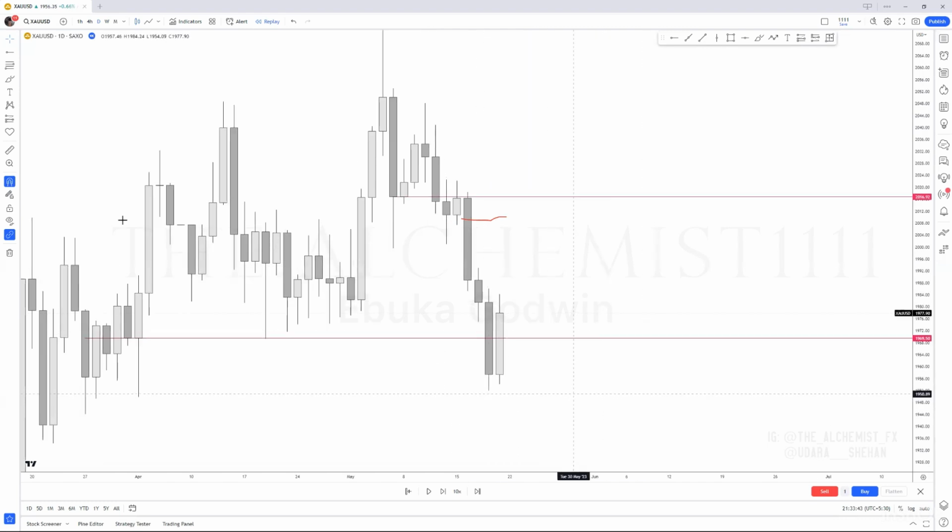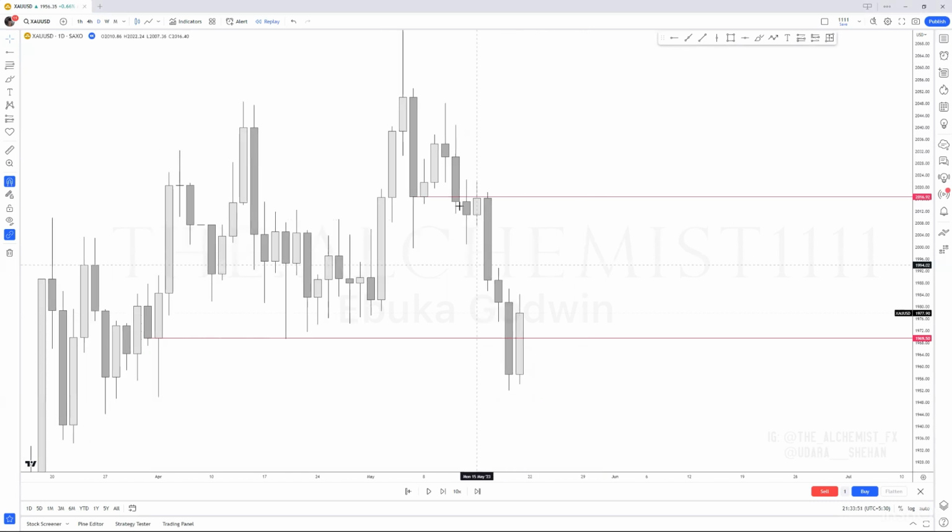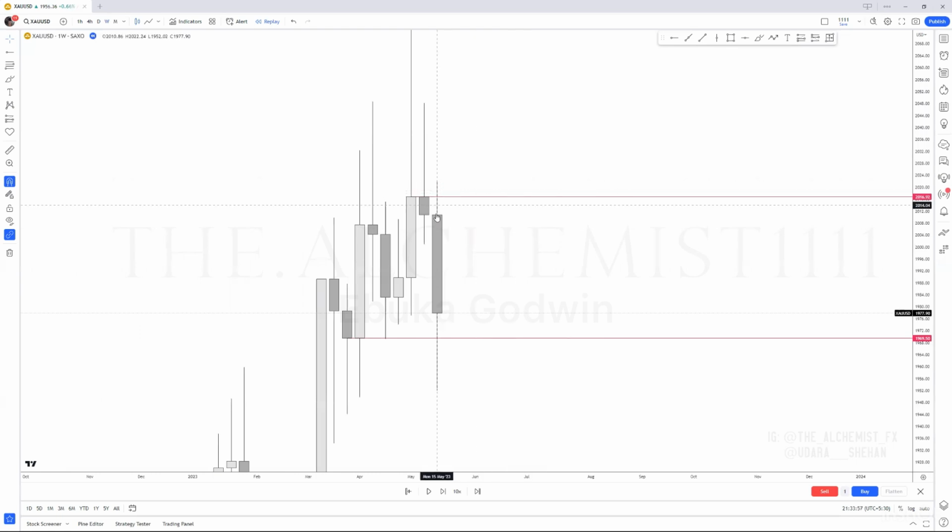So can you say weekly is in a bearish storyline? No, right? You can't say weekly is in a bullish storyline. Weekly is in a bearish storyline. Why? Weekly rejected a weekly resistance.